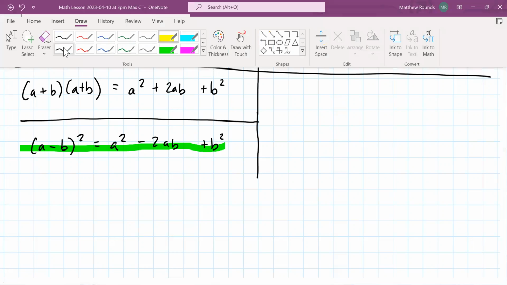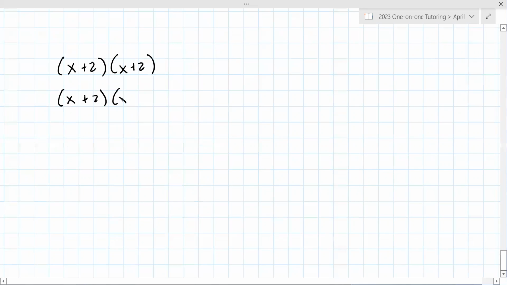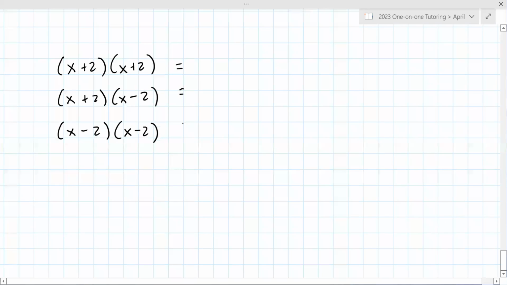Yep. All right, so I'm going to give you 3 problems here. We won't make it too bad. Let's go: (x + 2)(x + 2), (x + 2)(x - 2), (x - 2)(x - 2). So what I don't want you to do is foil. You could foil these and that would always work, but I want you to try to use the correct formula here to give me the answers each time.